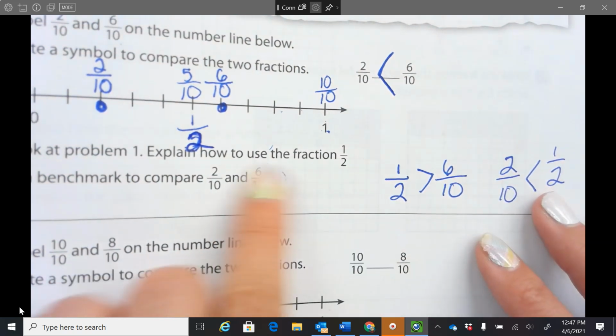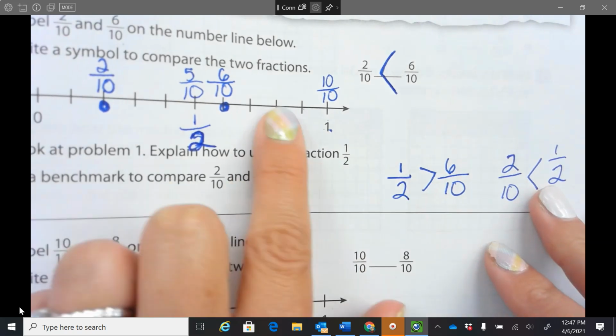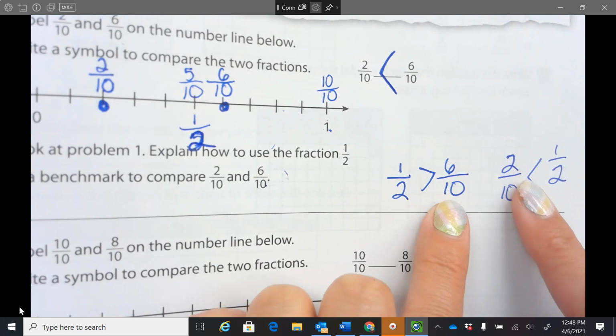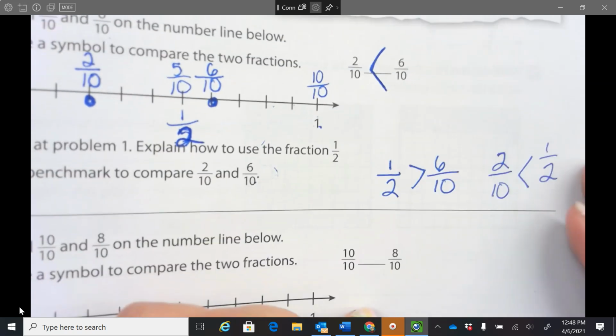Any questions on this, guys? Do you understand how to put them on the number line? Yeah. Yeah? And then how to compare them? Okay, cool. Yes?